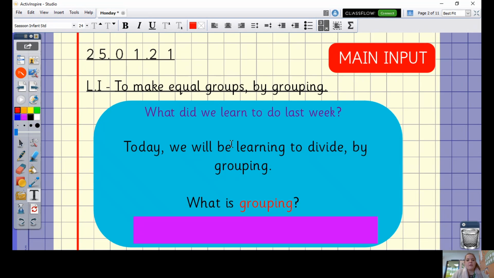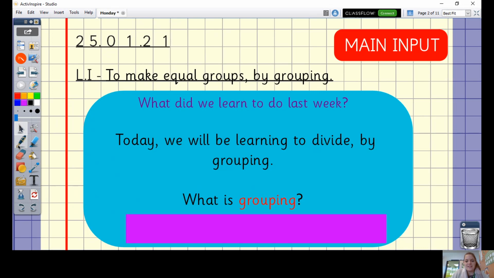Just before we begin our learning today, I want you to have a little think about what we were learning to do in maths last week. I gave you a bit of a clue at the start of our lesson today. What were we learning to do at the start of last week and at the end of last week? We are going to be learning today to divide by grouping. So let's think about what that word grouping means. What do you think grouping is? Have a little think. We'll share in a moment.